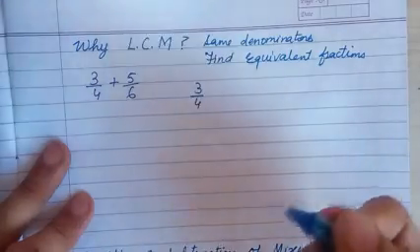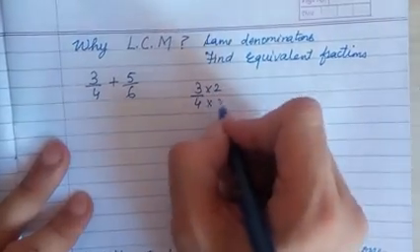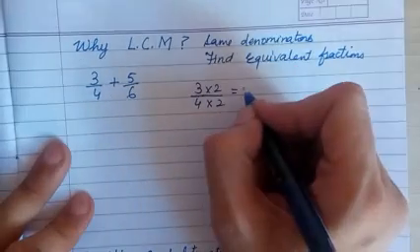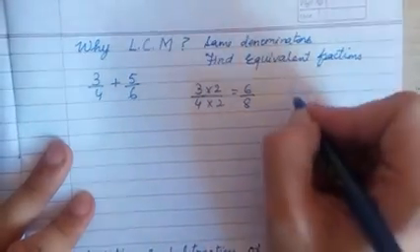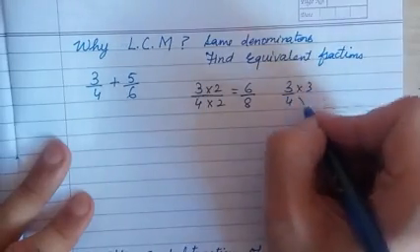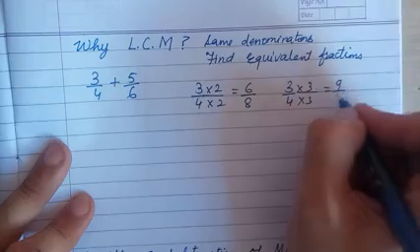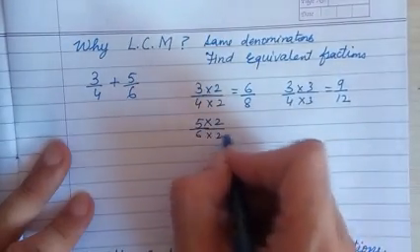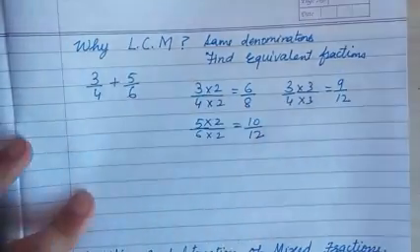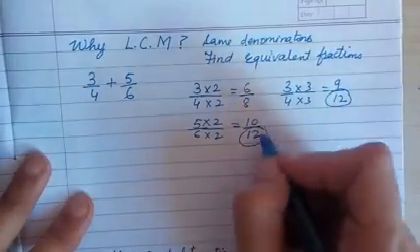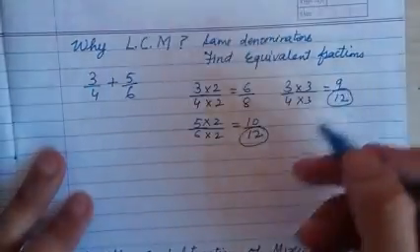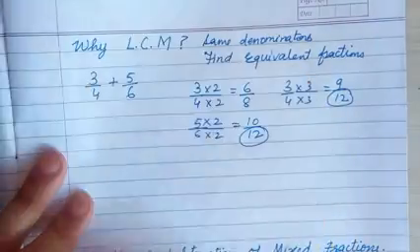Equivalent fraction, how do we find it? We multiply the numerator and denominator up and down with the same number. So 3 by 4 multiplied by 2 is 6 by 8, multiplied by 3 is 9 by 12. 5 by 6, up and down multiplied by 2, is 10 by 12. See here we got the common denominator. So here this LCM, now you understand.